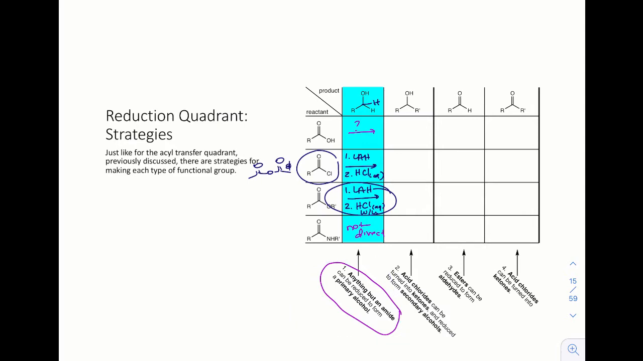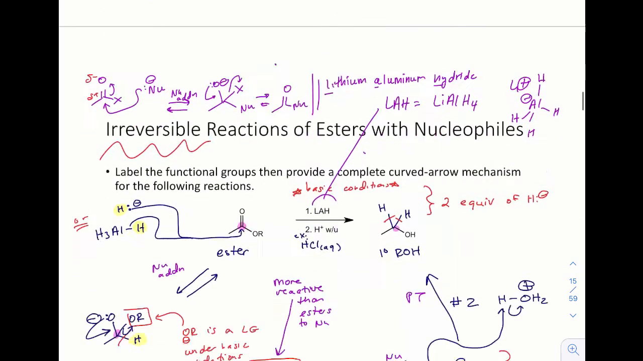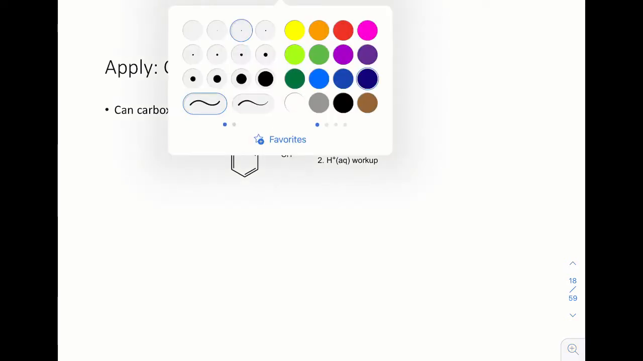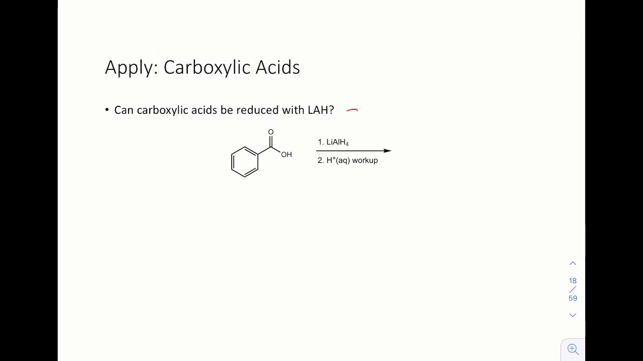What about the carboxylic acid? Do you think it's going to behave the same way? Let's find out. Can carboxylic acids be reduced with lithium aluminum hydride? Pause, make a prediction, write down your reasoning. Well, I wish I could hear everyone's predictions, but I can't. So let's go ahead and move on. You can listen to my answer at least.